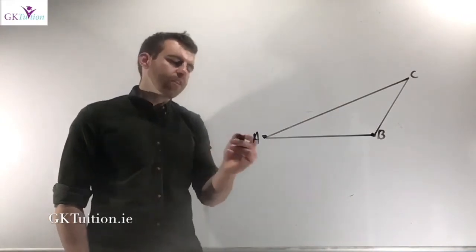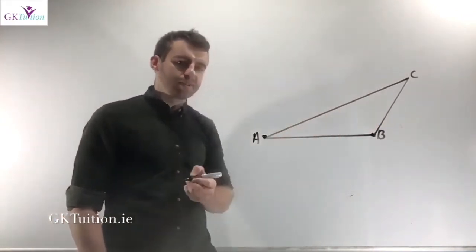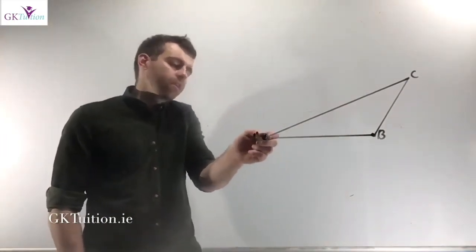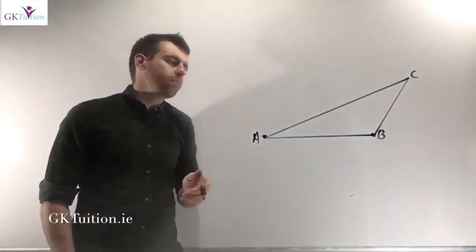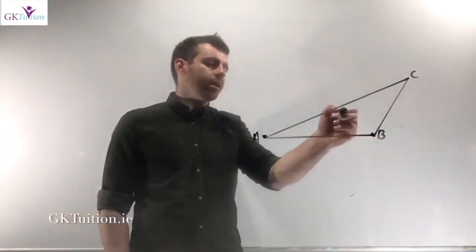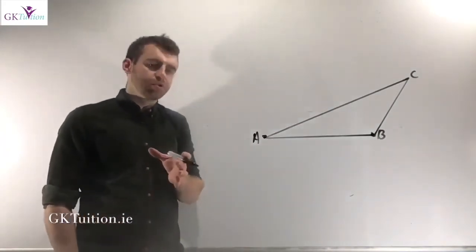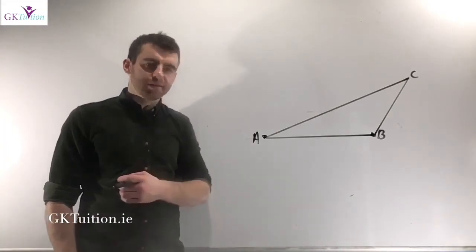And as we've just seen, the median goes through a vertex and it goes through the midpoint of the opposite line. So the first median I'm going to find goes through A and goes through the midpoint of BC. Then I'm going to find the median that goes through B and the midpoint of AC. The problem with this construction is, how do I identify where the midpoint of a line is?